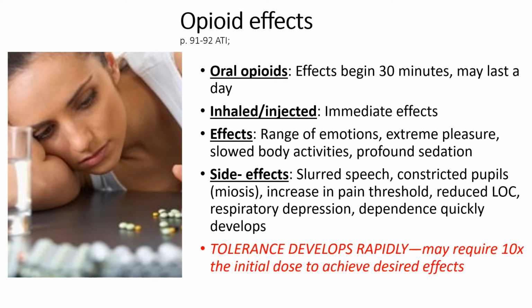Dependence develops quickly on opioids. Up until a few years ago, we didn't realize how dependence formed so quickly, how someone can become addicted so quickly to opioids. And also tolerance develops quickly, meaning you need higher and higher doses to have the same effect. Okay?